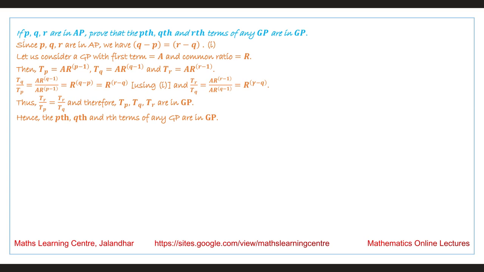Next is, if P, Q, R are in AP, prove that Pth, Qth and Rth term of any GP are in GP.